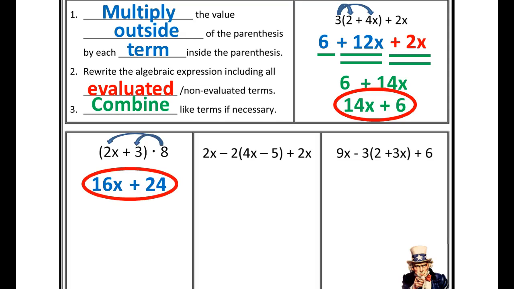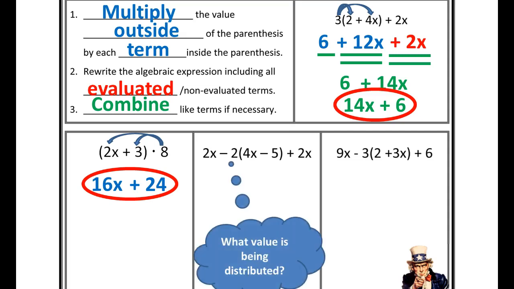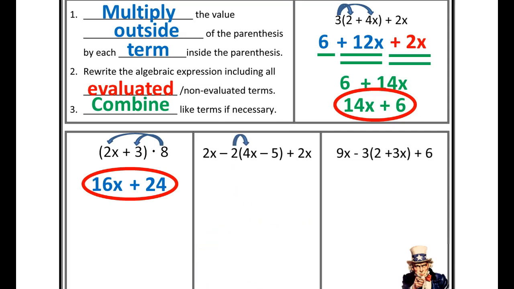Now let's look at the next example. Here I have 2x minus 2 times (4x minus 5) plus 2x. So I'll be distributing negative 2 to 4x and negative 5. Be careful. If the value that you are distributing has a negative sign or is being subtracted, assume that you are distributing a negative value. So I'm going to take negative 2 times positive 4x. Negative 2 times 4 is negative 8. Remember, just multiply the coefficients. Negative 2 times negative 5. Negative times negative gives me positive.